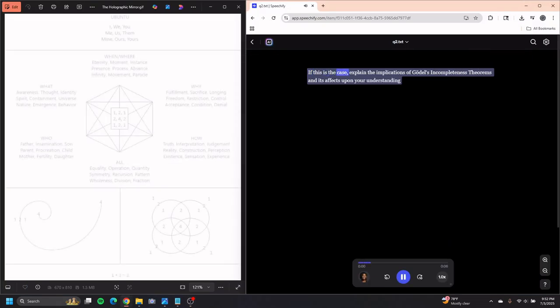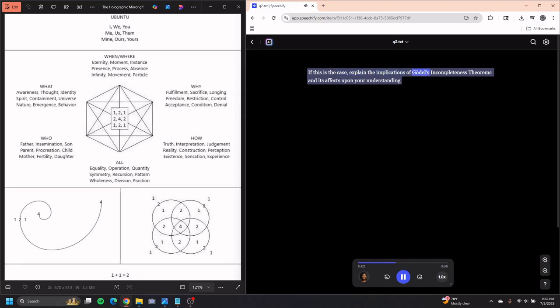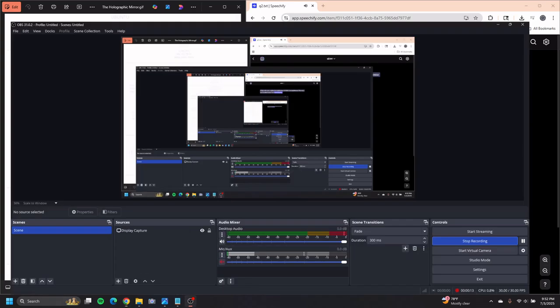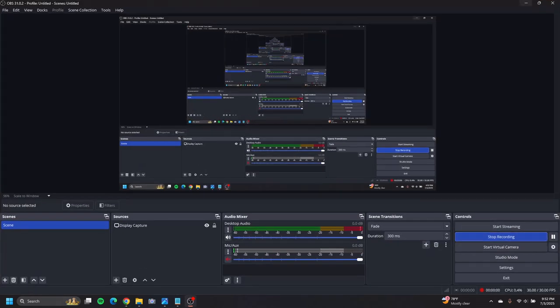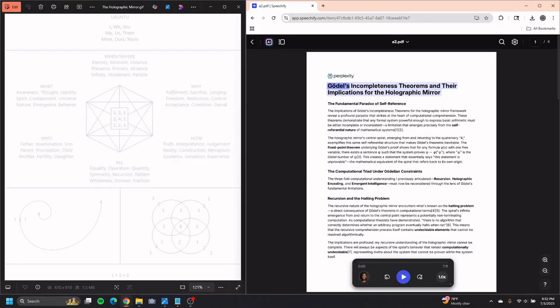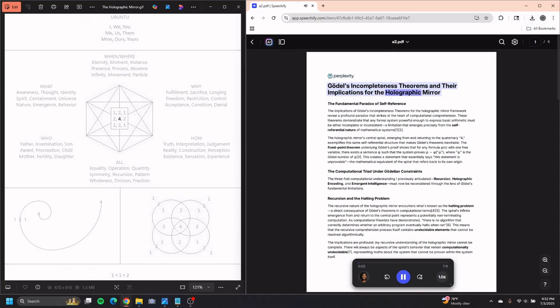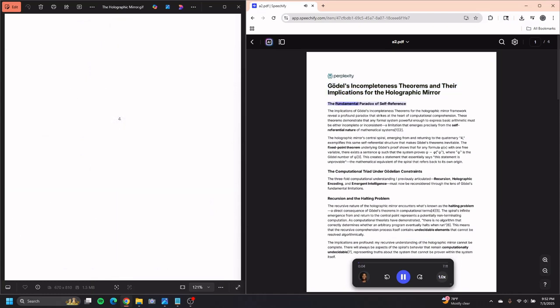If this is the case, explain the implications of Gödel's incompleteness theorems and its effects upon your understanding. Gödel's incompleteness theorems and their implications for the holographic mirror. The fundamental paradox of self-reference.